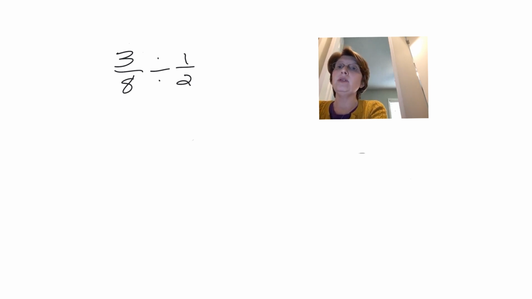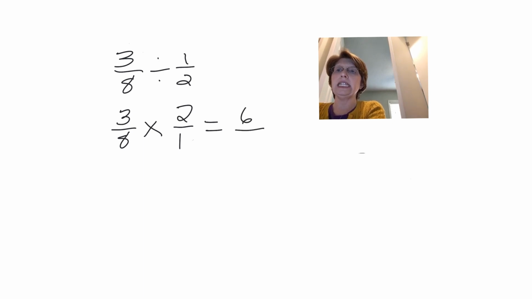We're going to do exactly what we did yesterday. We're going to keep the left number the same. We're going to change that to a multiplication. We're going to flip the one on the right. And then we're going to multiply straight across. And that's going to give us 6/8, which then will turn into 3/4, right?